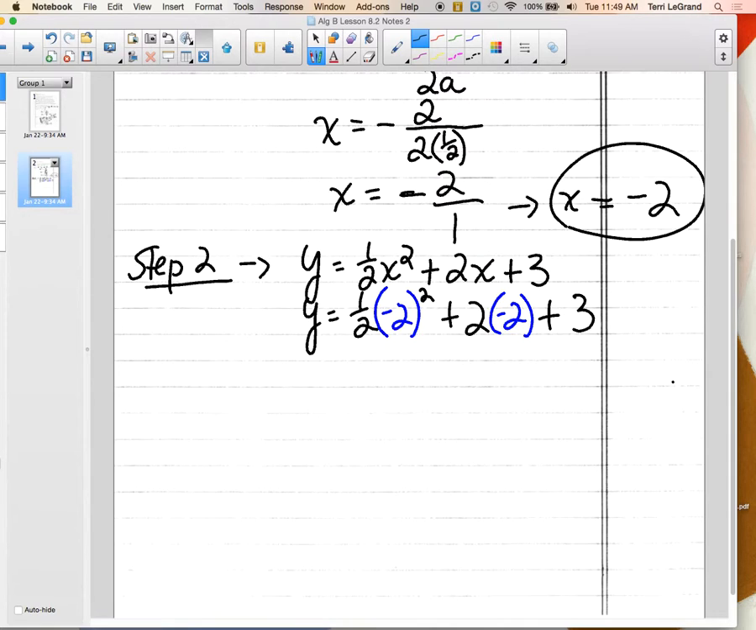Okay, we're not going to do too much at once here. What do we do first here? Do we take half of negative 2? Or do we take negative 2 times itself? Negative 2 times itself. So 1/2 is just going to stay there. 1/2 times what? 4. Negative 2 squared is 4. It's the only thing we're going to do with that term. What's 2 times negative 2? Negative 4. And then our plus 3.